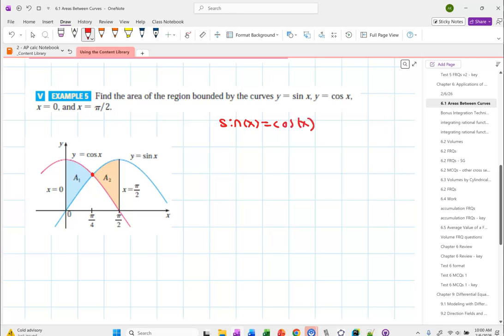How do I solve sine x equal to cosine x? It's a pre-calculus question. Yeah, so I'll divide both sides by cosine x. So I have sine x over cosine x is equal to 1. That's just tangent x. And then we do tan inverse to both sides. So I have x is equal to tan inverse of 1.